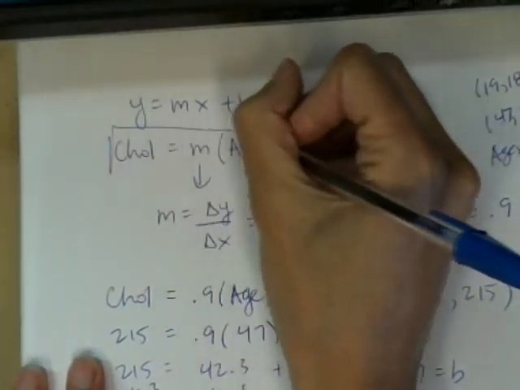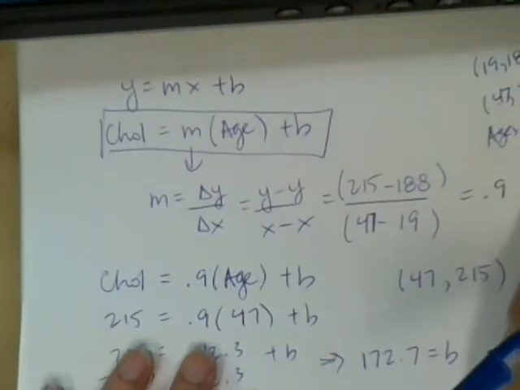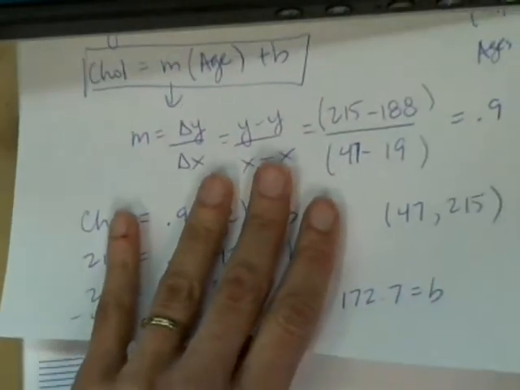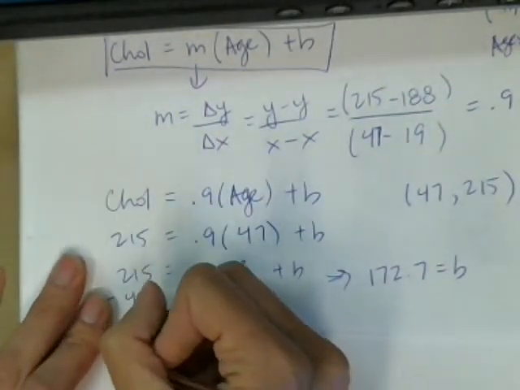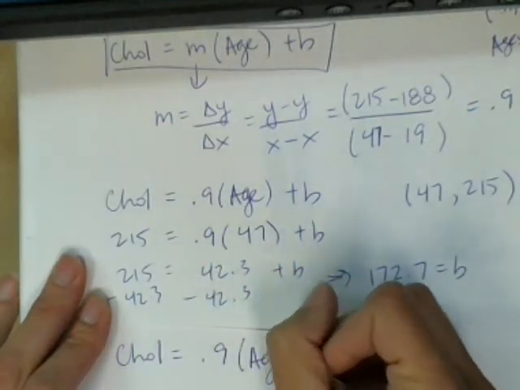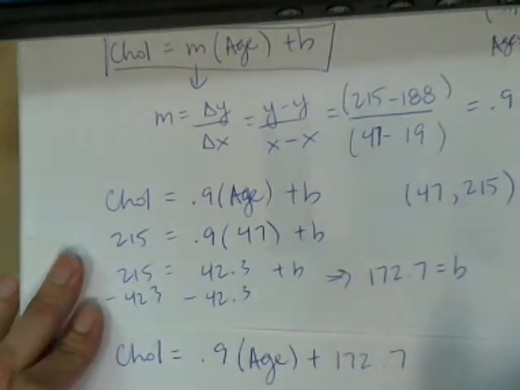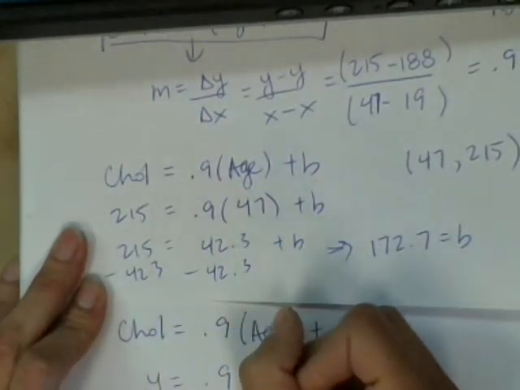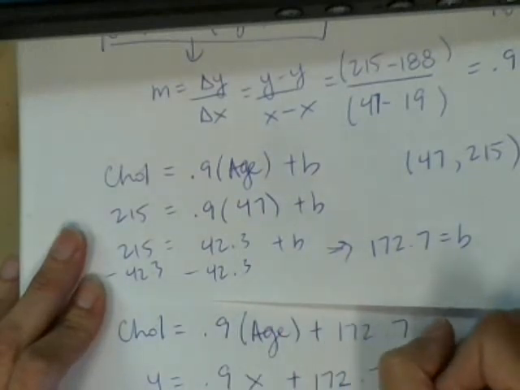Okay, where was my formula? Here it is. So my formula was cholesterol level equals M times age plus B. So if I put that into a final statement, I can say cholesterol level equals 0.9 times age plus B, which was 172.7. Or if you want to use your Y and your X notation, you can. Y equals 0.9 times age, which was X, plus 172.7.